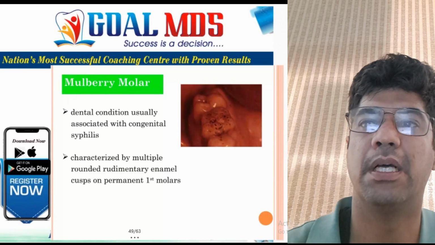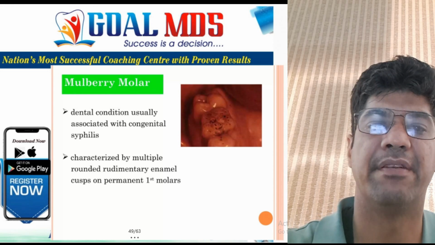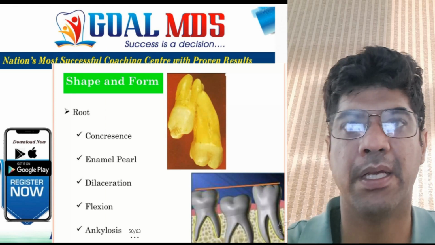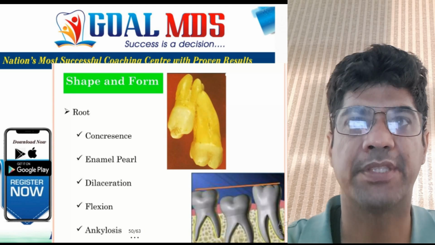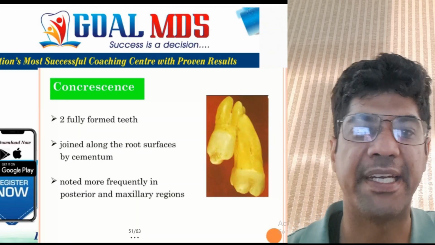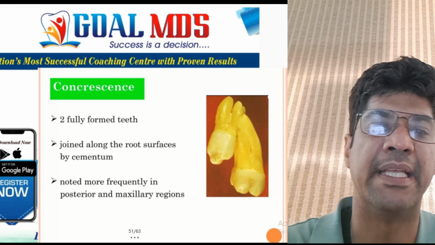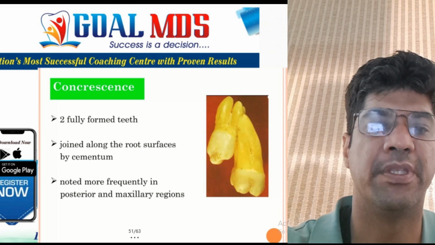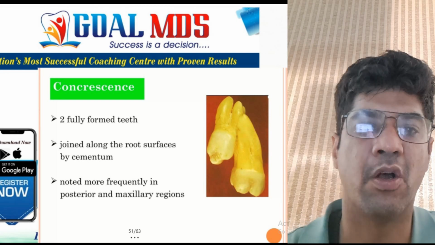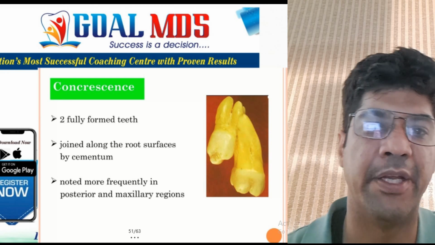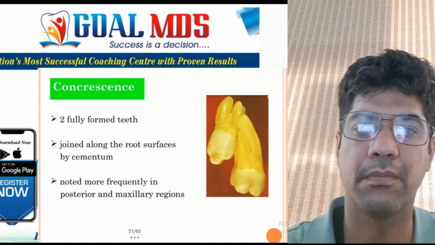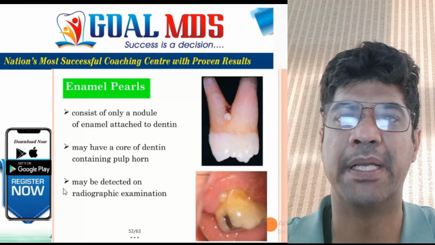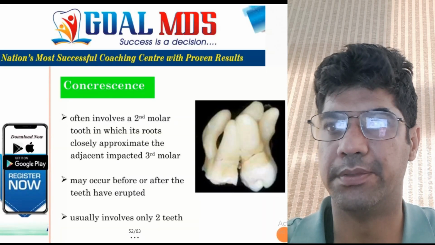The next feature is concrescence. What is concrescence? Concrescence is based upon the shape and form of the root structure. It is a dental condition where two fully formed teeth are joined through the cementum, which is the hard tissue that covers the root. This fusion happens at the root surface, often due to pressure or close proximity during tooth development. They are seen frequently in the maxillary molars.